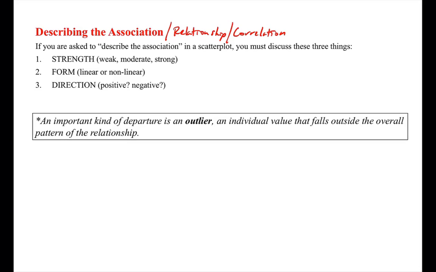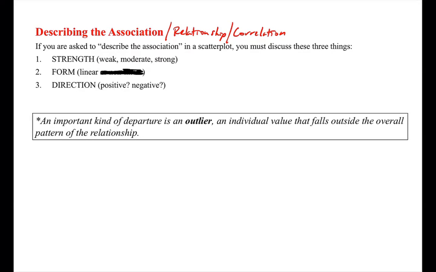Now here's the thing. In this class, we only worry about linear. So don't worry about non-linear. We don't cover any non-linear relationships. We only cover linear, so form is always going to be linear. And then, which way is it going? Is it going positive or negative? How do we tell? Up or down, right? If it's going up, it's positive. If it's going down, it's negative.